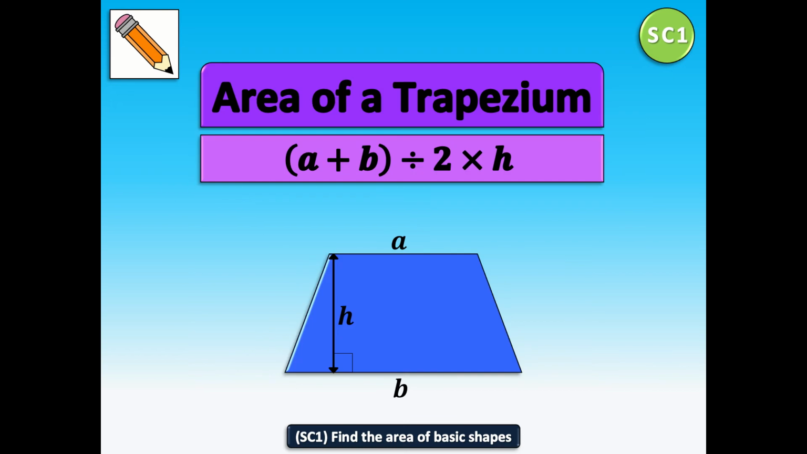And to find the area of a trapezium, we add together the parallel sides, we divide it by 2, and then we times by the distance between the parallel sides.